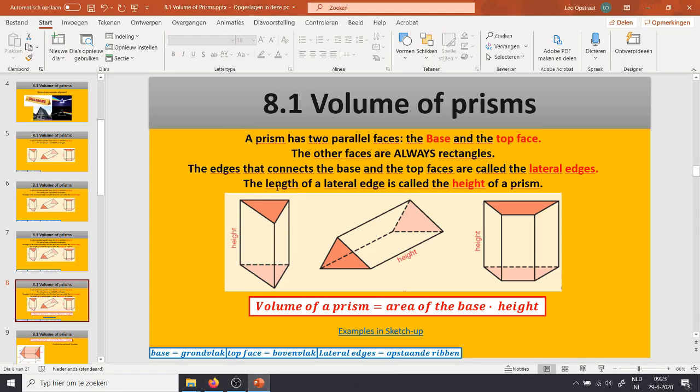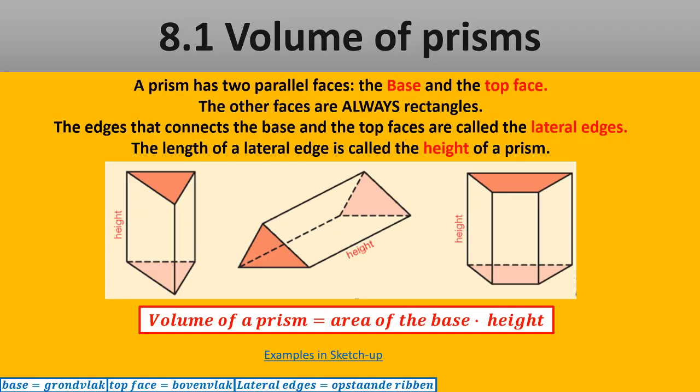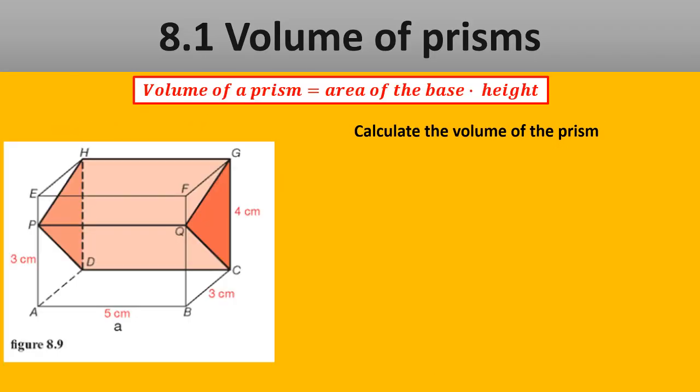How can we use this in calculations? Let's continue. So for example, they can give you a sketch like this and ask you to calculate the volume of this prism. The first thing that you have to do in that case is find what are the base and the top face. How can I find those? Well, I think I see a triangle here and a triangle there. I think those should be the base and the top face, and they are parallel to each other.